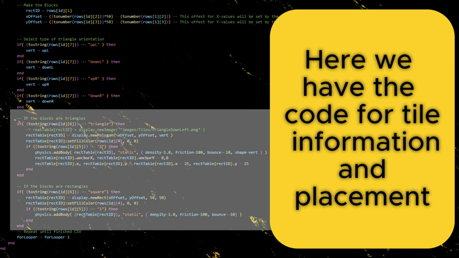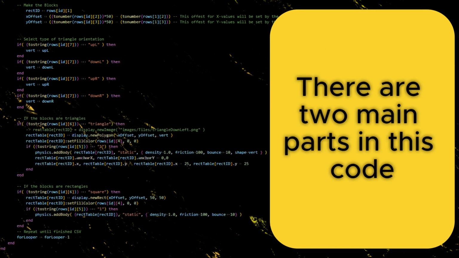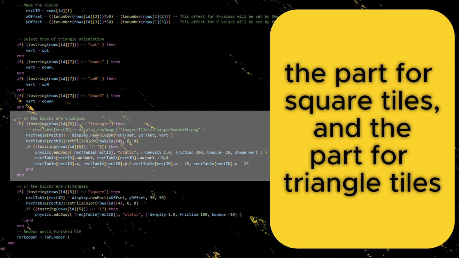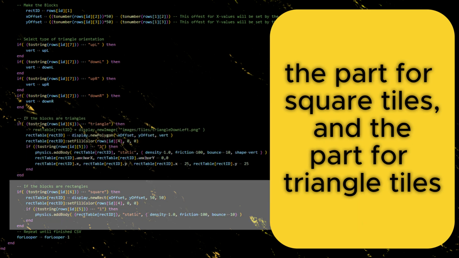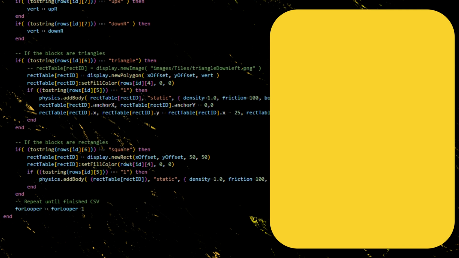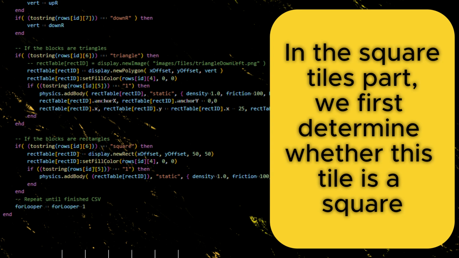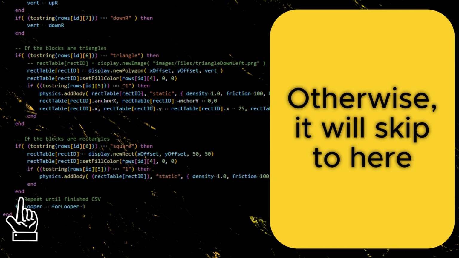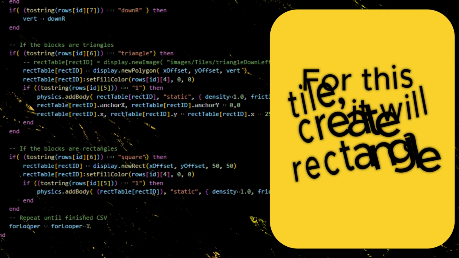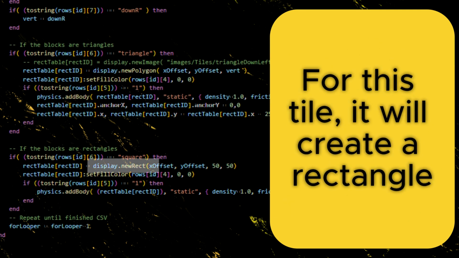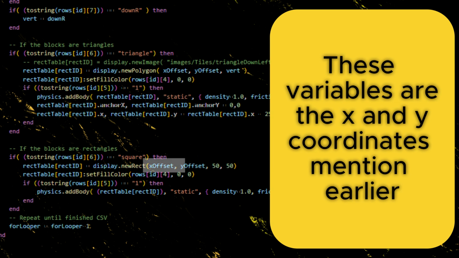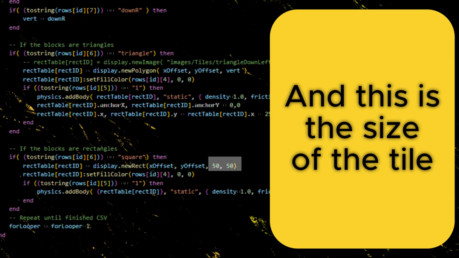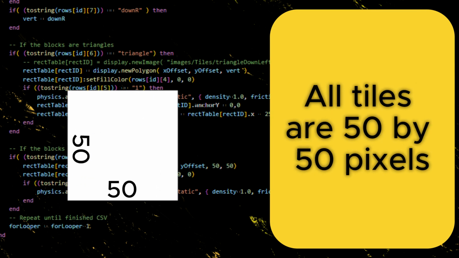Here we have the code for tile information and placement. There are 2 main parts in this code, the part for square tiles and the part for triangle tiles. In the square tiles part, we first determine whether this tile is a square. If it is a square, it will run this code, otherwise, it will skip to here. For this tile, it will create a rectangle. These variables are the X and Y coordinates mentioned earlier, and this is the size of the tile. All tiles are 50 by 50 pixels.